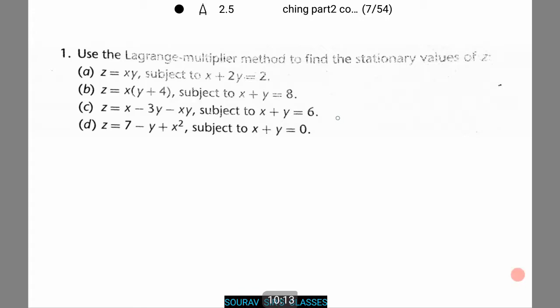Now we are given two other problems similar to this, that is C and D. I'll let you try these questions. At the end of this video, I'm going to give the answers to all these questions. Stay tuned and try it on your own.